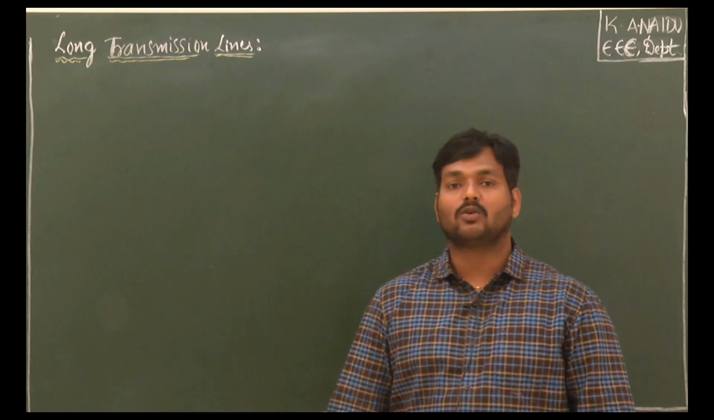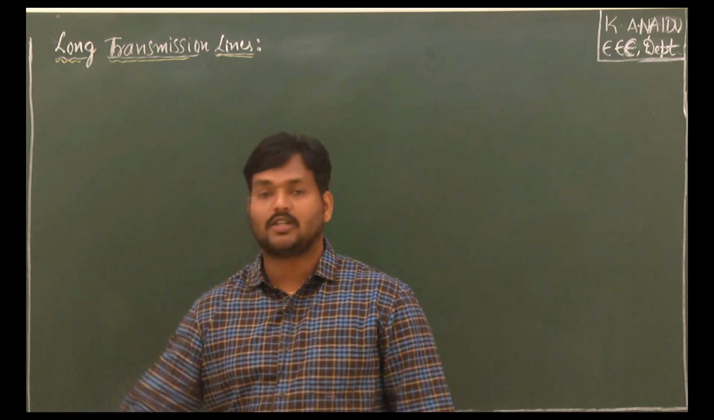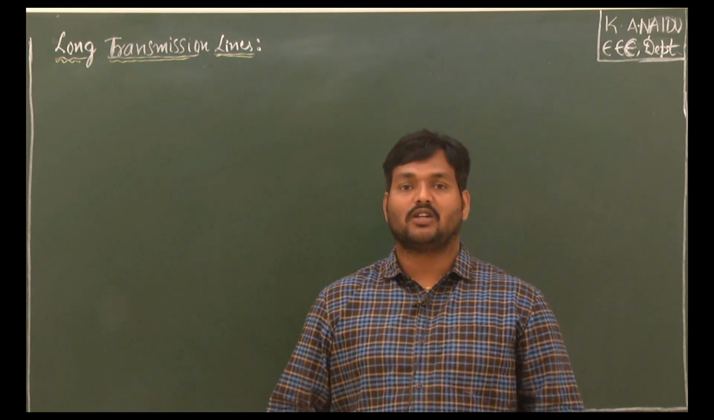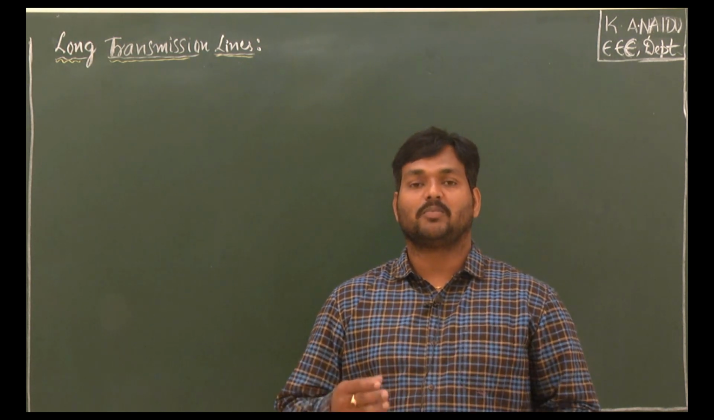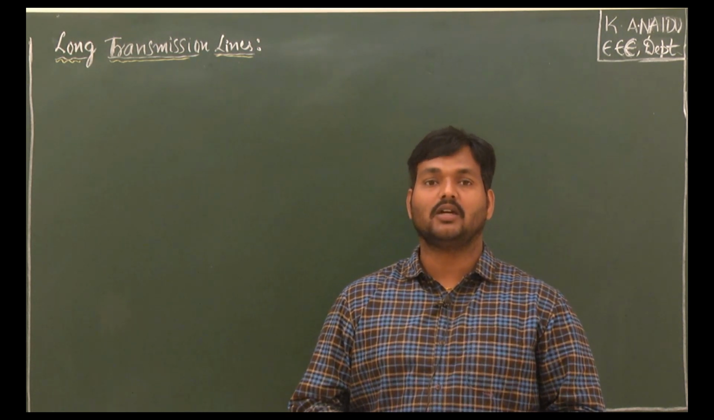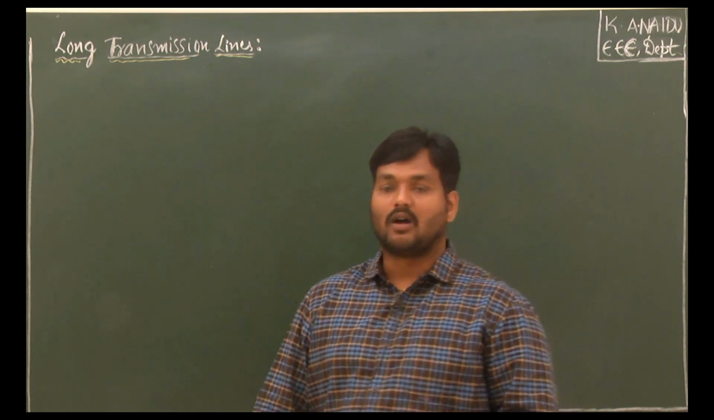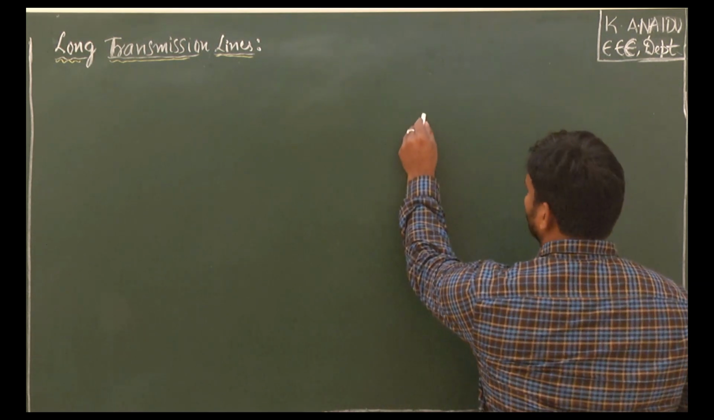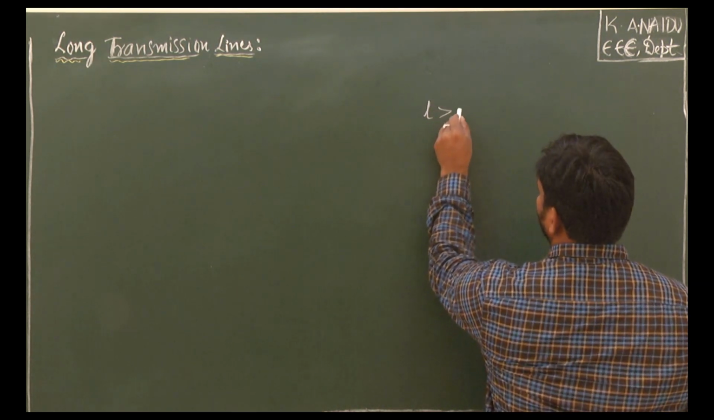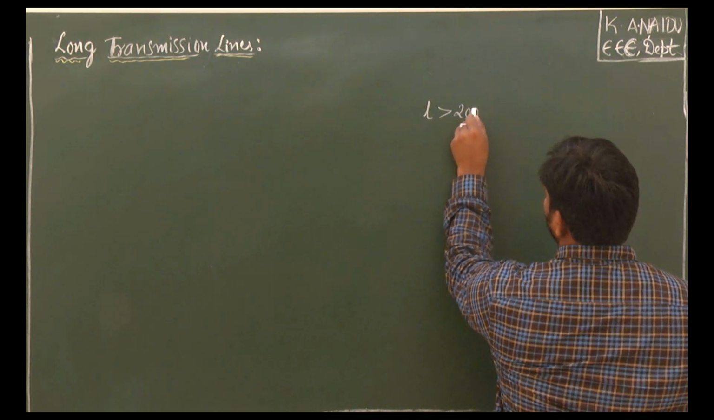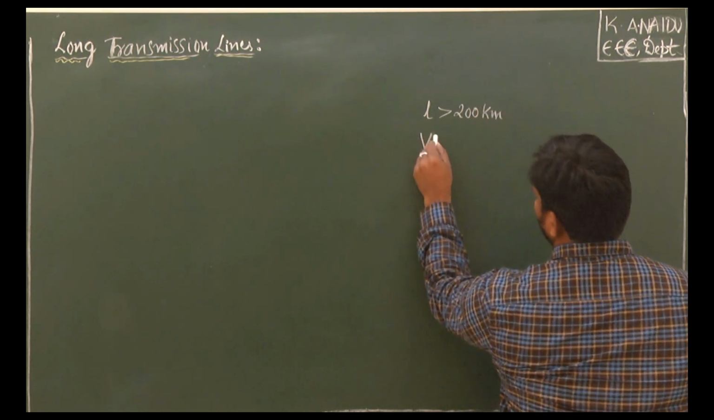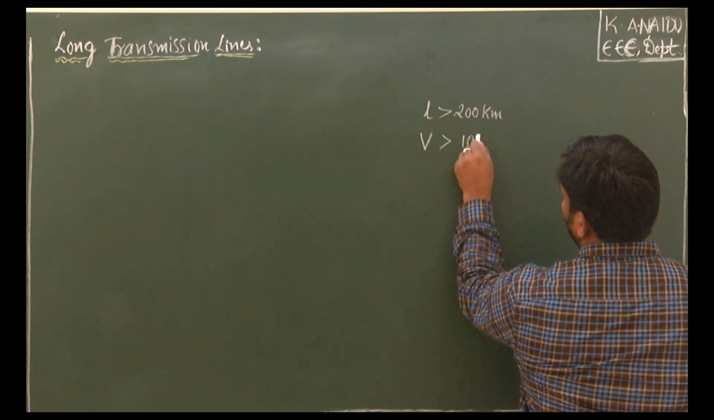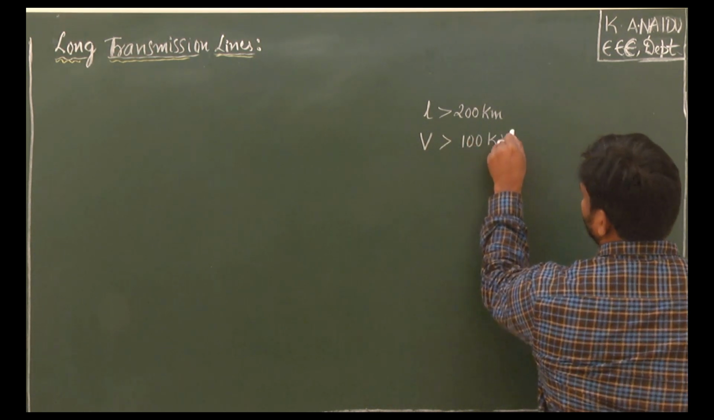Hello and welcome to the course of Power Transmission Engineering. In today's lecture, we are going to analyze the performance of long transmission line. In the previous class, we have studied what is the long transmission line. For a long transmission line, the length should be greater than 200 kilometers and the operating voltage should be more than 100 kilovolts.